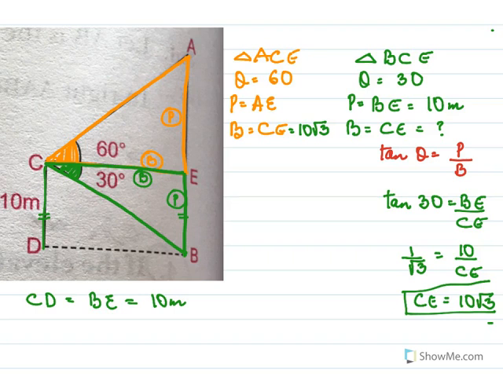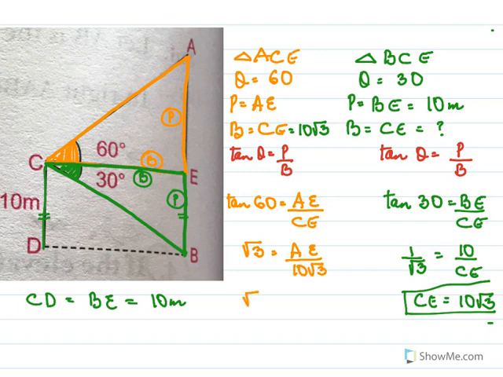Now for this triangle again, tan theta, perpendicular over base. So we have tan 60, perpendicular AE, base CE. Tan 60 is root 3, AE we don't know, but CE we saw is 10 root 3. So root 3 into 10 root 3 equals AE. So AE is 10 into 3, that is 30.